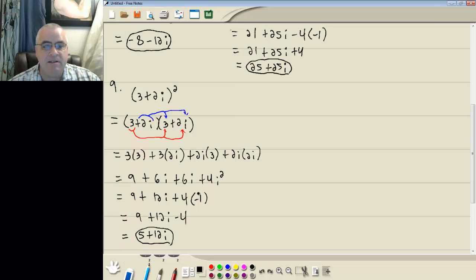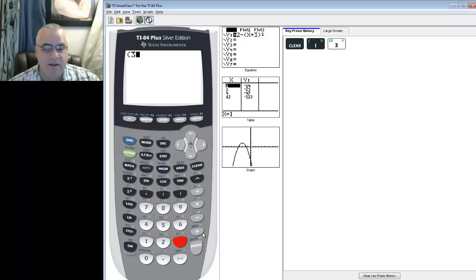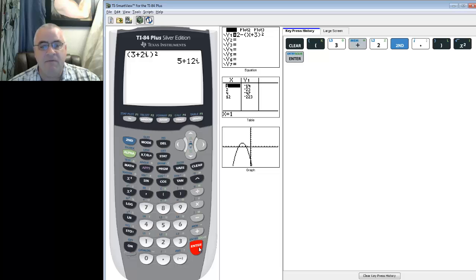Let's see this one on the calculator. We've got beginning parentheses, 3 plus 2i. Remember, we do the i with the second decimal. Closing parentheses, push squared, and push enter, and that gives us our 5 plus 12i.